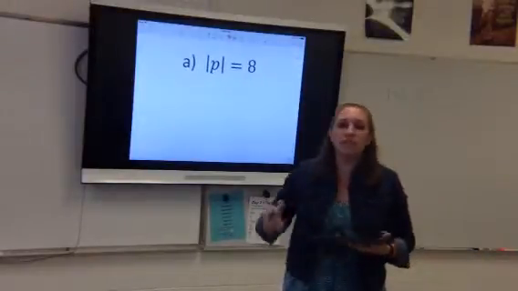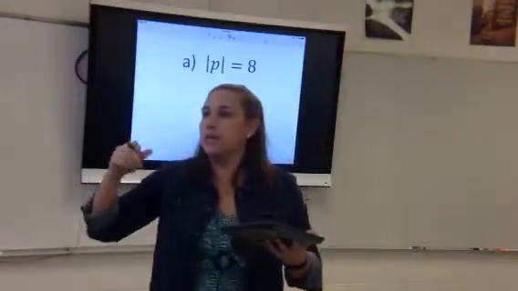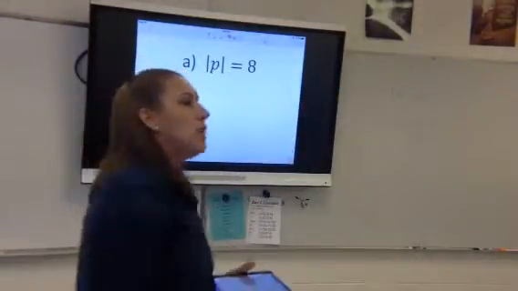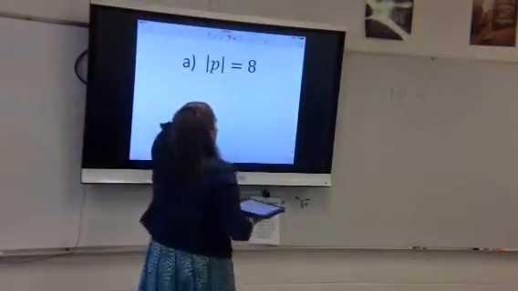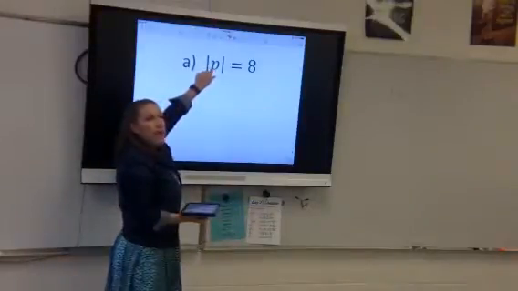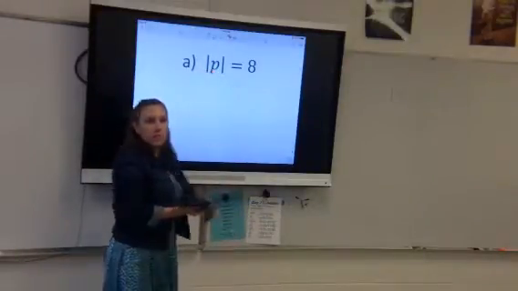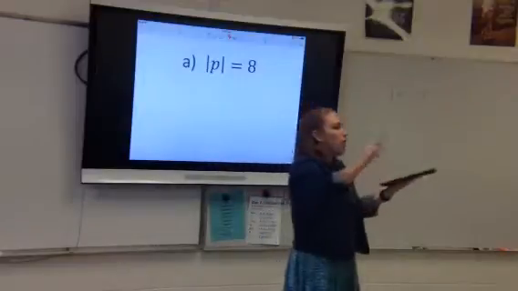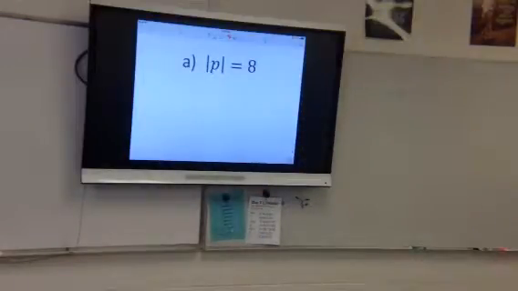When they just gave you the absolute value of P equals 8, what are the 2 numbers I could plug in here to make this statement true? 8 and negative 8, right? Now write 2 equations. When you separate your 2 equations, the absolute value drops off. So you're going to have P equals 8 and P equals negative 8.